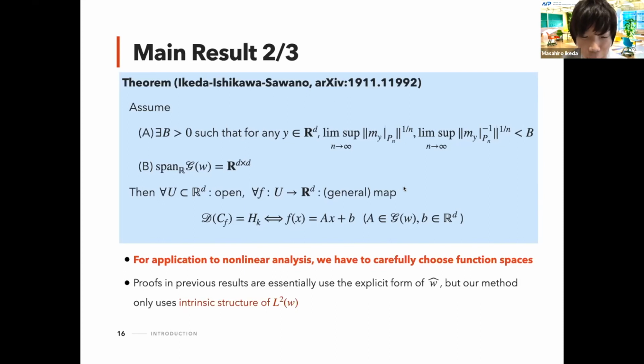So this theorem says that for application to nonlinear analysis by the Koopman operator, we have to carefully choose function spaces. Especially, the Gaussian kernel is included in this theorem. Okay, thank you very much.